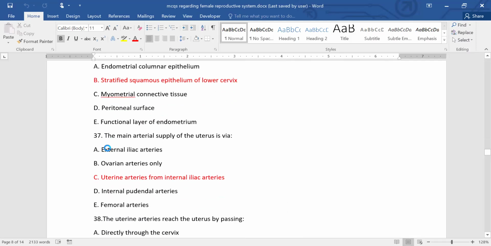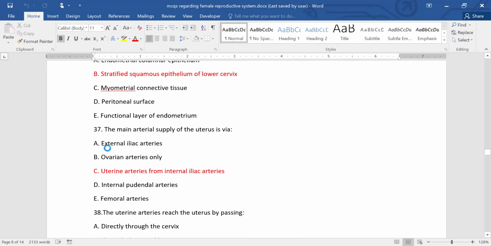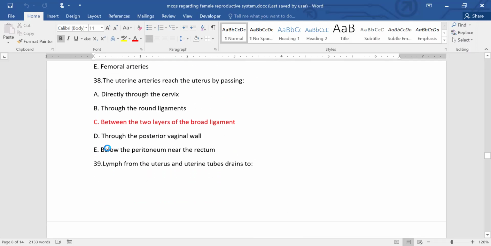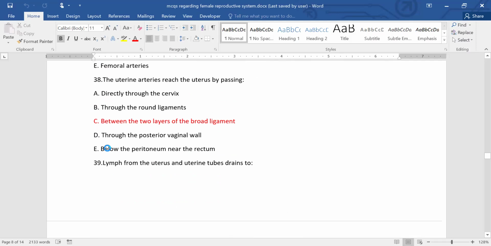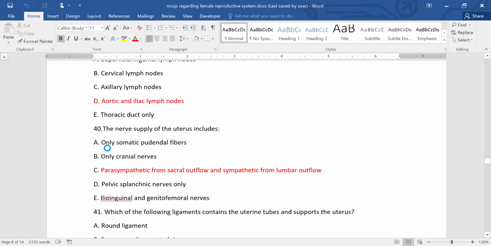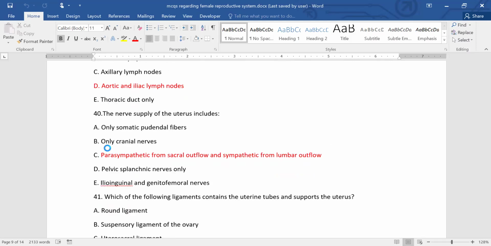Main arterial supply of uterus is via the uterine arteries from the internal iliac arteries. Uterine arteries reach the uterus by passing between the two layers of the broad ligament. Lymph from the uterus and uterine tubes drain into the aortic and iliac lymph nodes. The nerve supply of the uterus includes parasympathetic from sacral outflow and sympathetic from lumbar outflow.